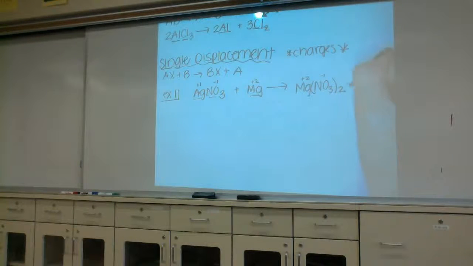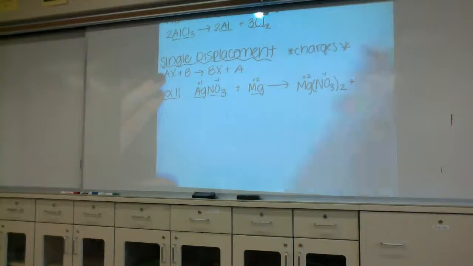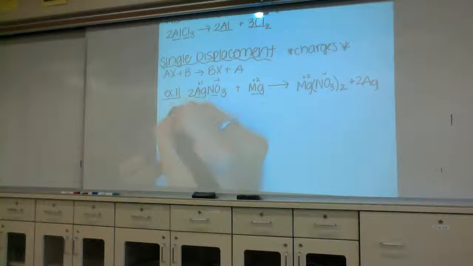And then what is my lone guy left over? This time the lone guy left over is silver, okay? I have looked at my charges, I now have my products, and now is when I balance, okay? So you can go ahead and balance it on your own, but what you're going to get is 2, 1, 1, 2, okay? So let's do another example here.